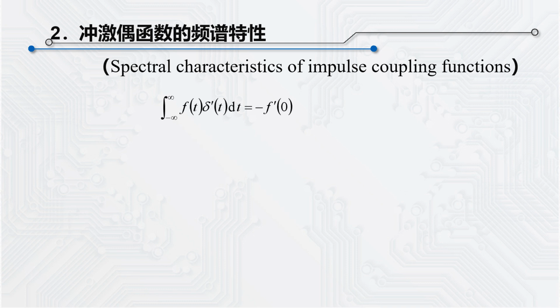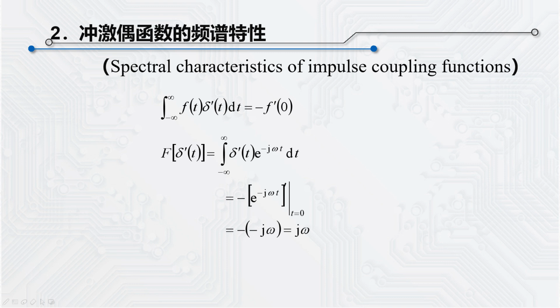Let's look at the spectrum characteristics of impulse couple function. According to the screening property of impulse couple and the definition of spectral density function, we can get the frequency spectrum of impulse couple, j omega.